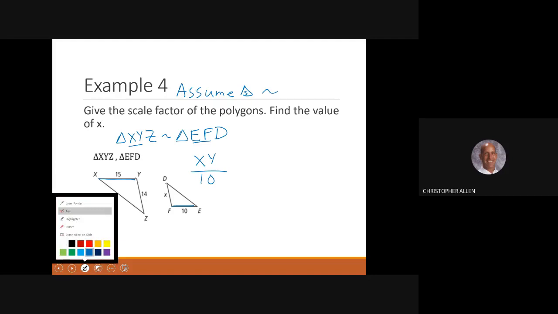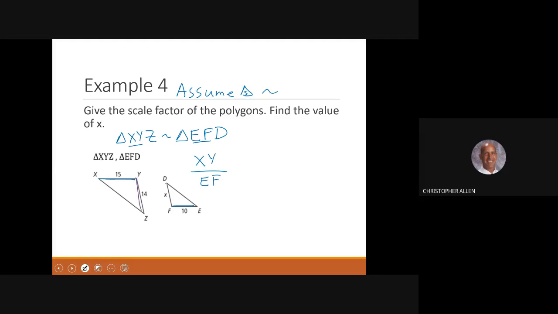And actually, let me step back a step here. Let me not put the numbers in here yet. We'll get that on the next step. So that's going to be EF. The next one is, let's see, we want this guy here, which is YZ. So that's the last 2. So YZ has to be paired with the last 2 over here, which is FD. So here's my proportion that has to be true if these guys are similar. Now I'm just going to substitute the stuff in that we know. What's XY? It's 15.